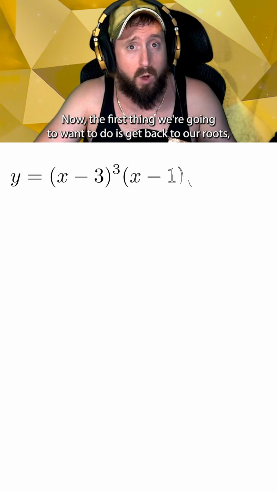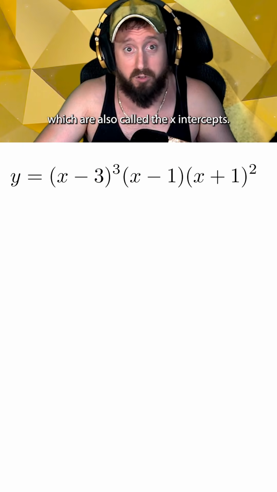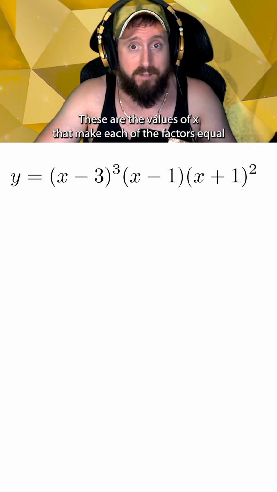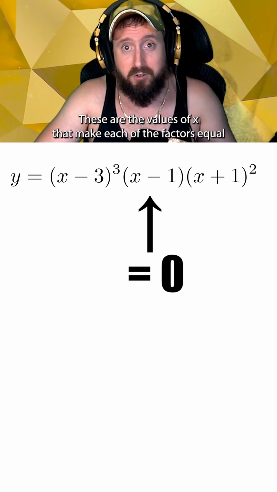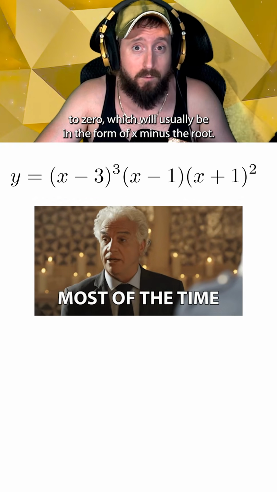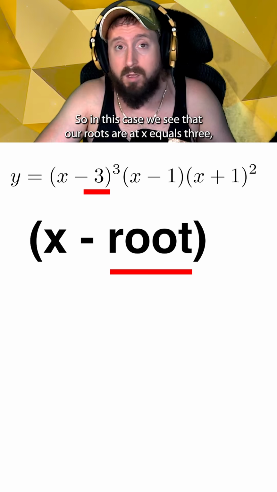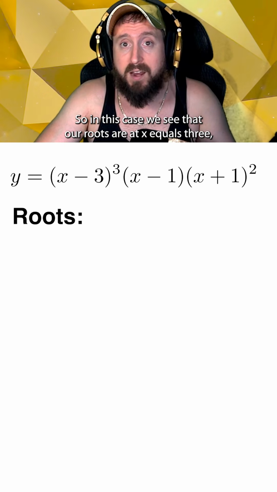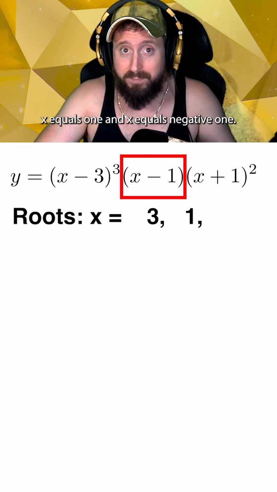Now the first thing we're going to want to do is get back to our roots, which are also called the x-intercepts. These are the values of x that make each of the factors equal to 0, which will usually be in the form of x minus the root. So in this case, we see that our roots are at x equals 3, x equals 1, and x equals negative 1.